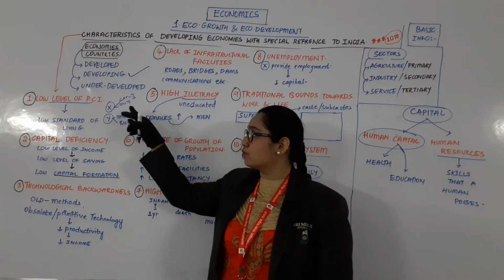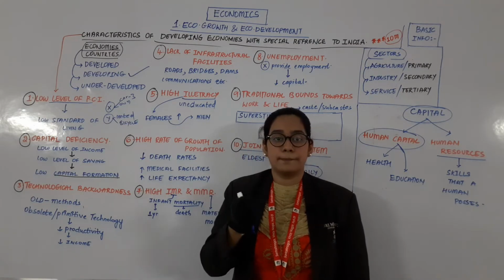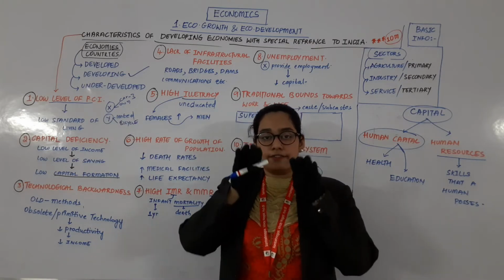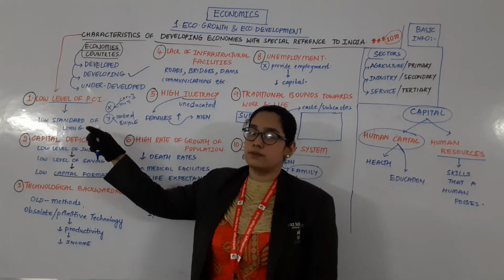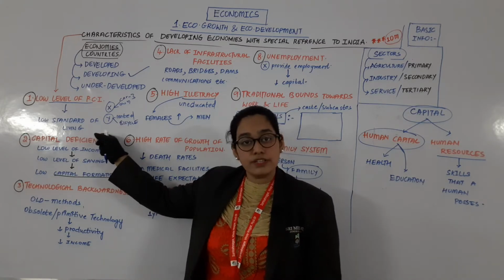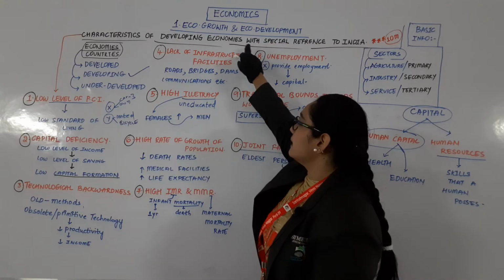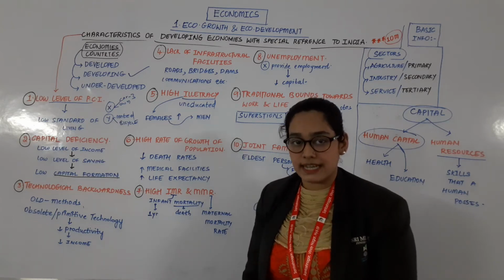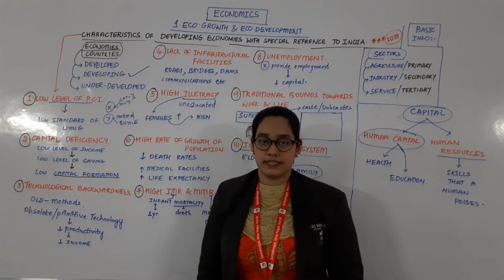Why? Based on what is the standard of living depending? Based on your income. Which income? Per capita income. When you have less per capita income, then your standard of living will also be less. When your standard of living is less, you will be coming under a developing country, not a developed country. Is that clear? The first reason is low level of per capita income.